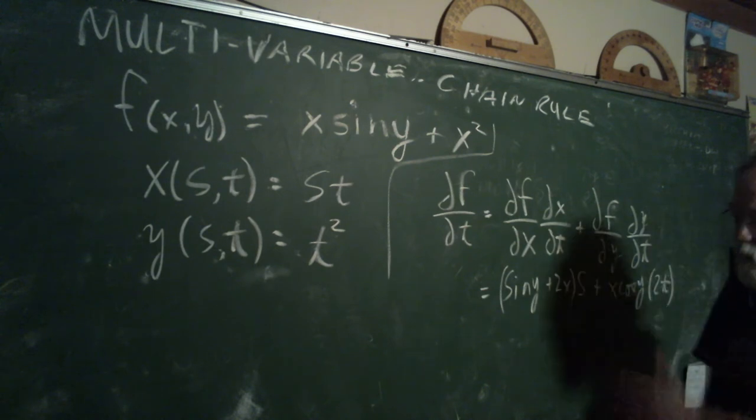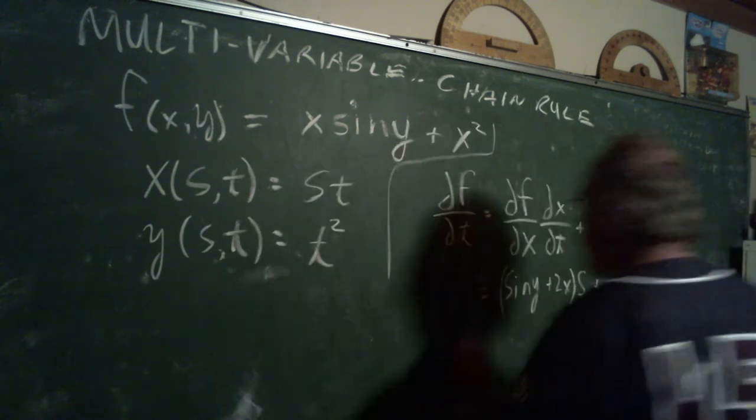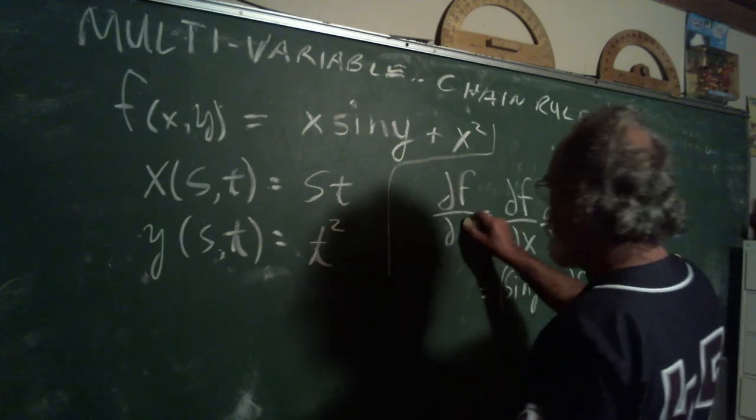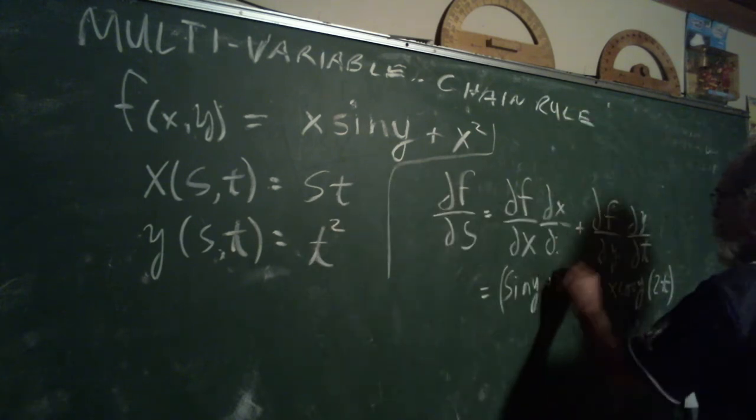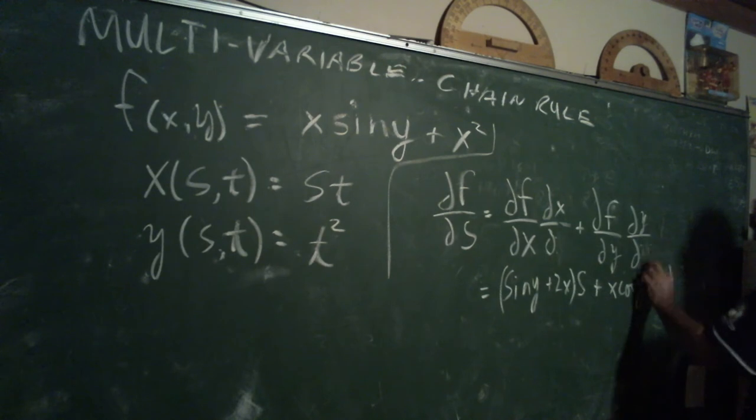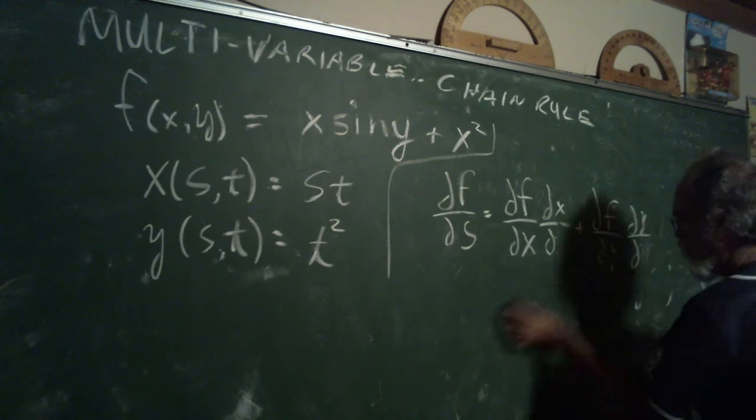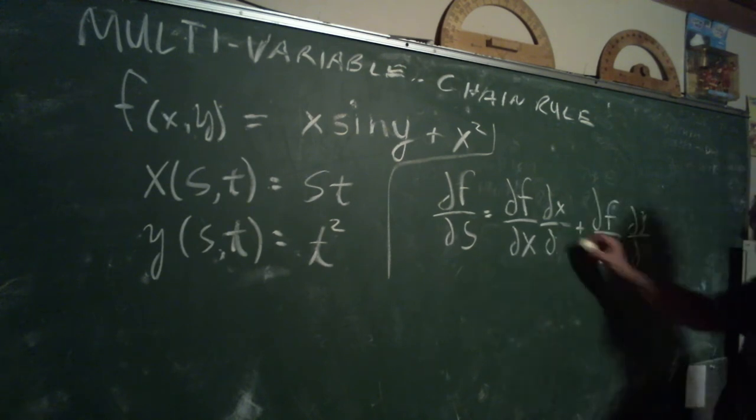So let's do another one with these same two setups. Obviously, the next one to do is the partial of f with respect to s. So here's where you get to save work. One of these things is going to be a 0.